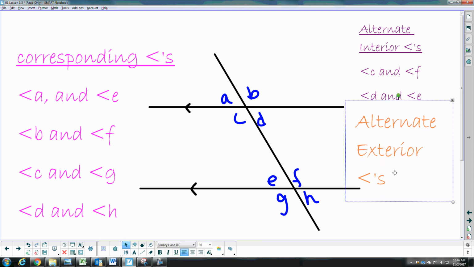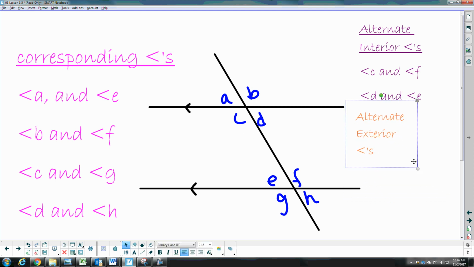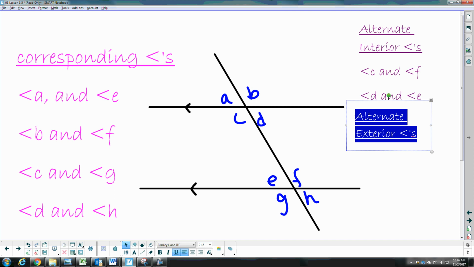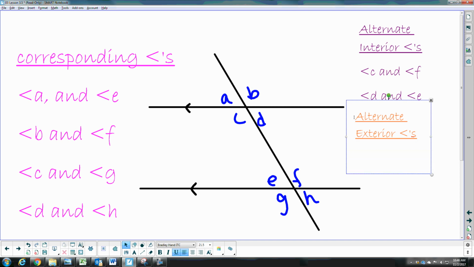Okay, so now let's look at the diagram and see if we can figure out what angles are alternate exterior angles. And again, this is from lesson 2.6, so you've already taken a test on this, but hopefully it's coming back to you pretty quickly if you forgot. So the exterior angles are A, B, G, and H, and the alternates are the ones that are on opposite sides of the transversal. So angle A and angle H are alternate exterior angles, angle G and angle B are alternate exterior angles.